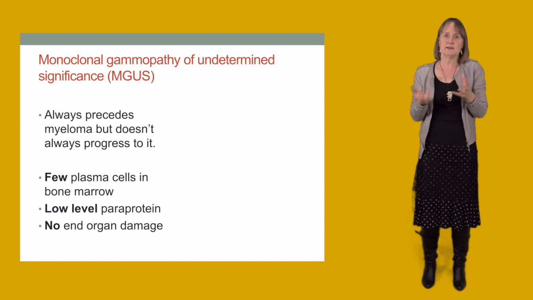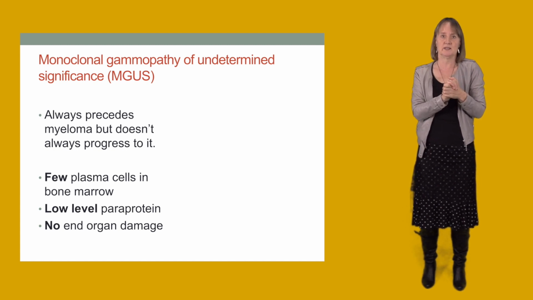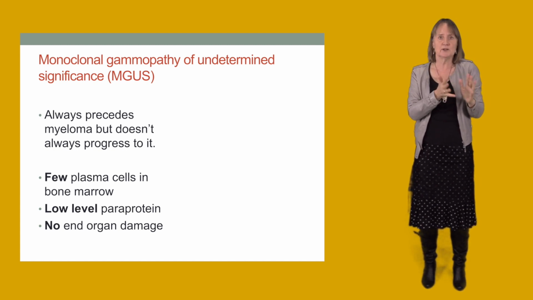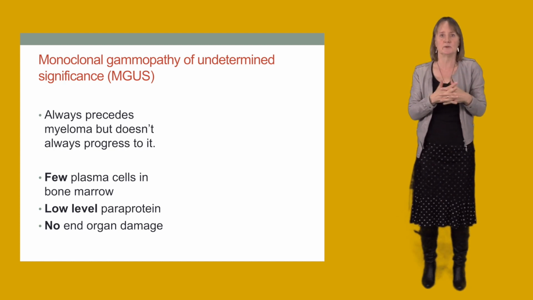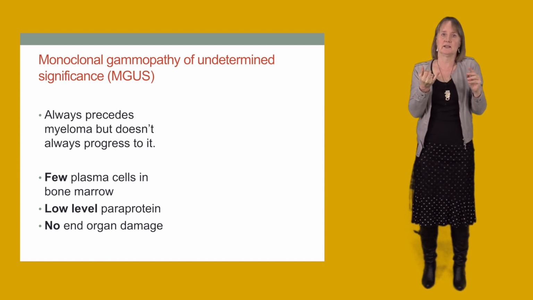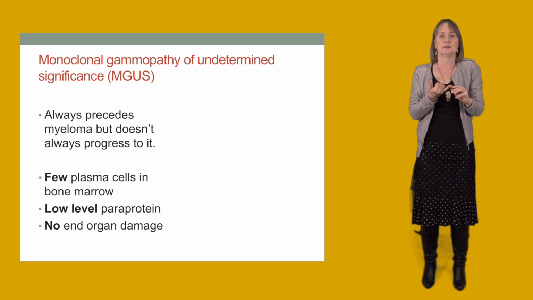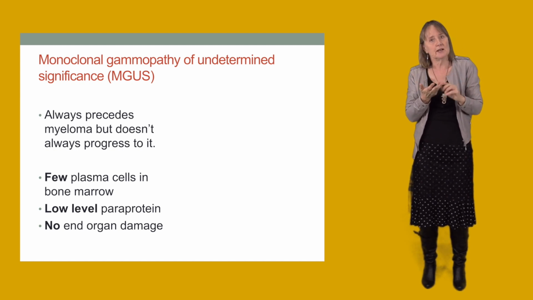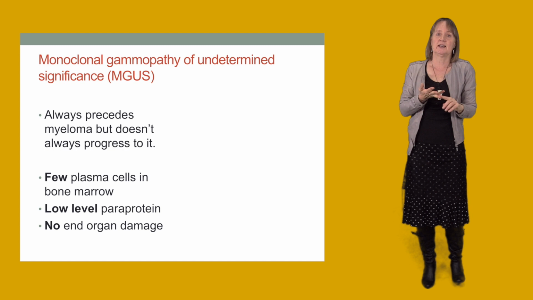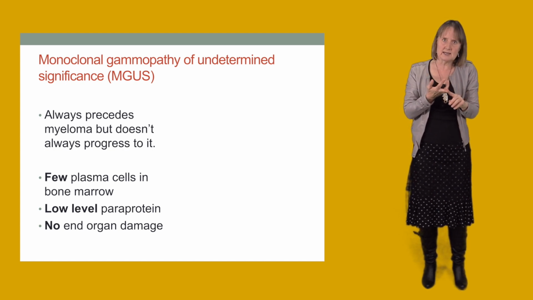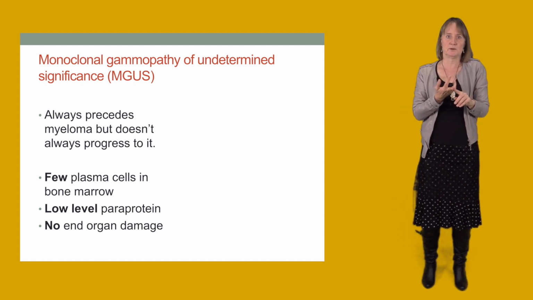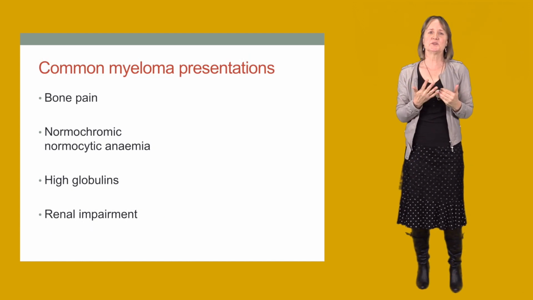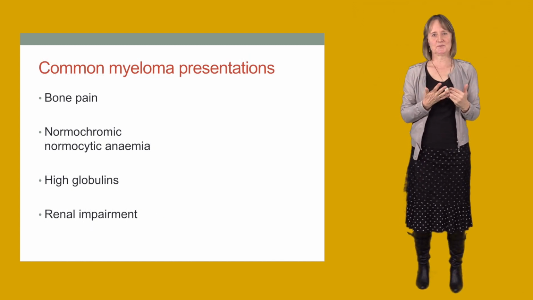MGUS is really a very scaled down version of myeloma that is not progressive or only really slowly progressive. So there is a low level of plasma cells in the bone marrow. There's a low level of a paraprotein, and there is no end organ damage from the paraprotein. So this slide deals with the common presentations of myeloma.